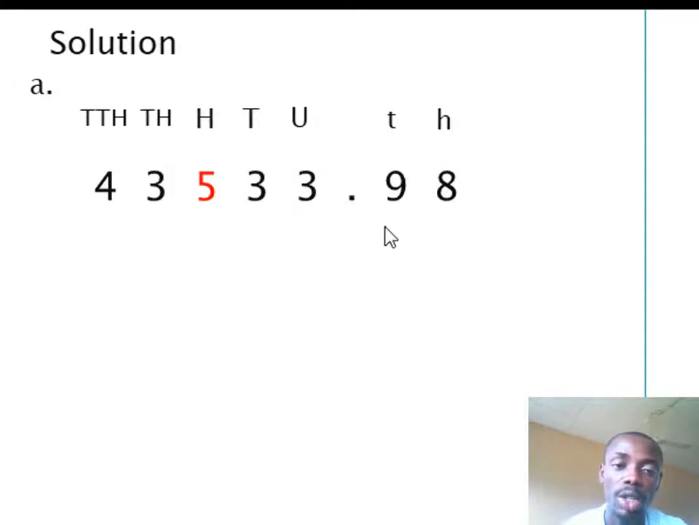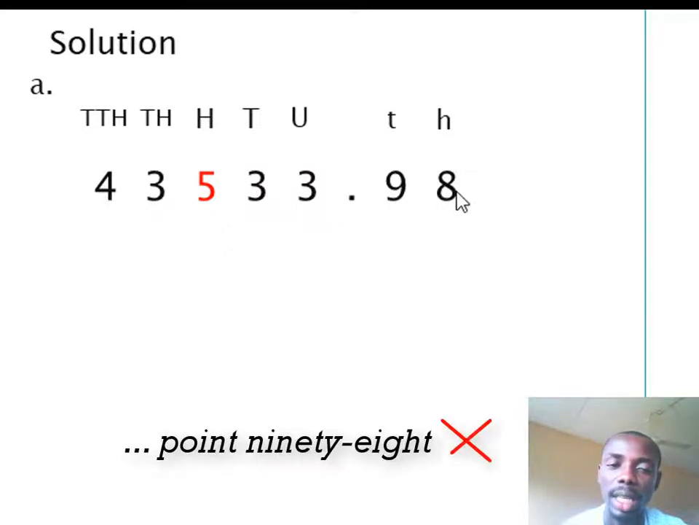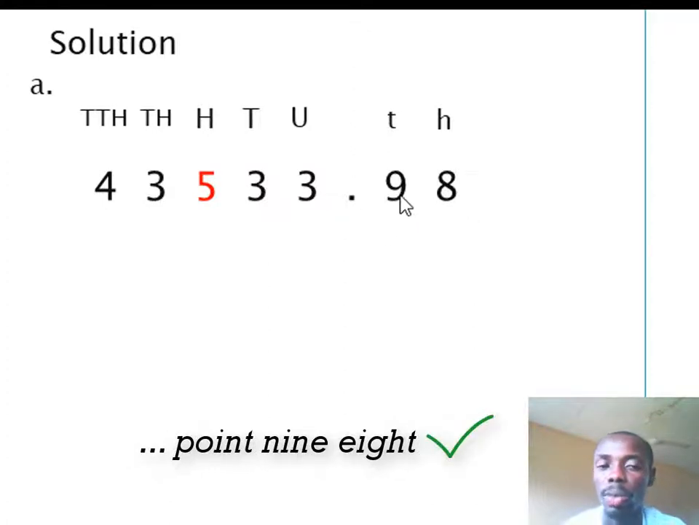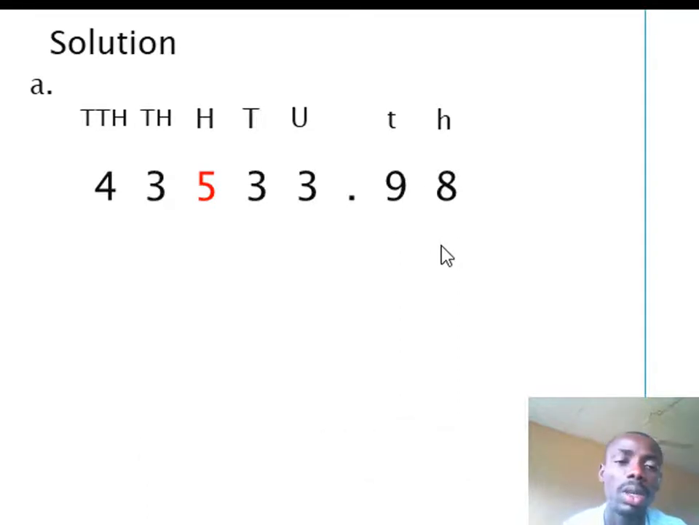In fact, a correction here. Anything after the decimal is not pronounced together. This is not 43,533.98, no, that is wrong. It is point nine eight, not point ninety-eight. Anything after the decimal, you call them one by one. Okay, now the affected place value here is hundreds, just like you see it indicated.